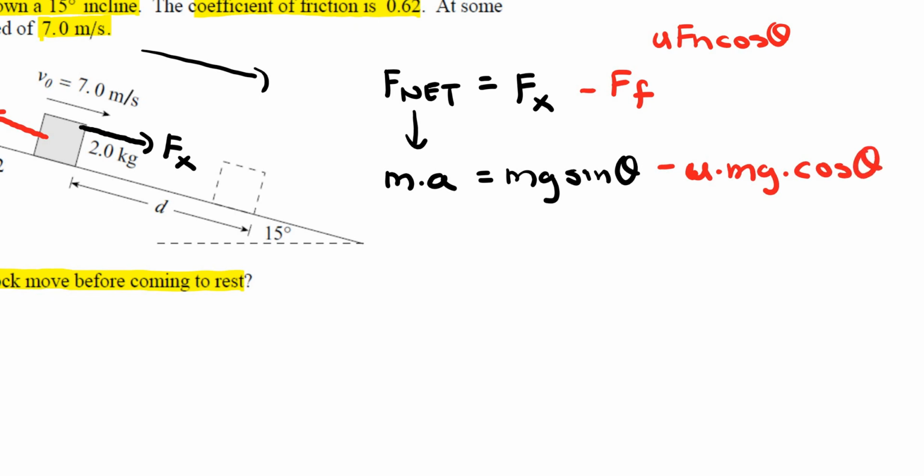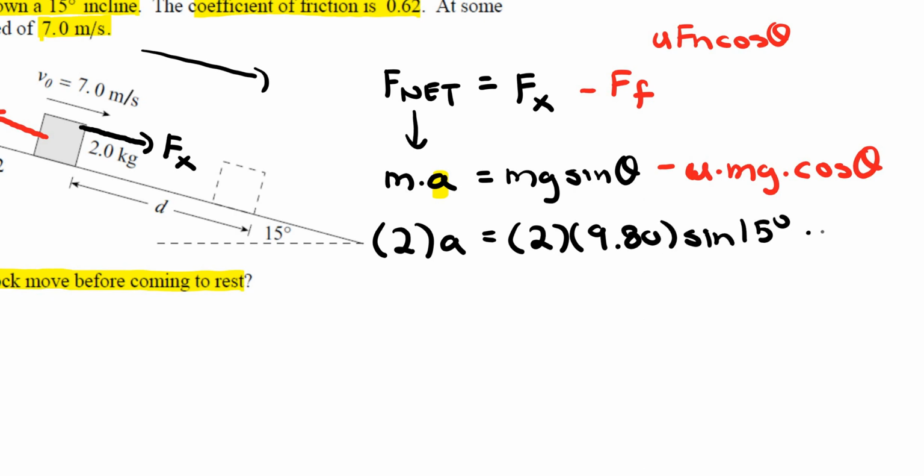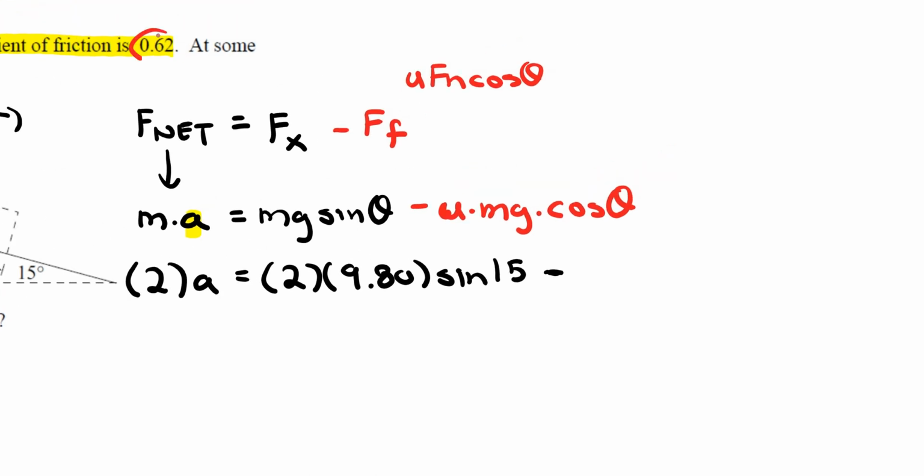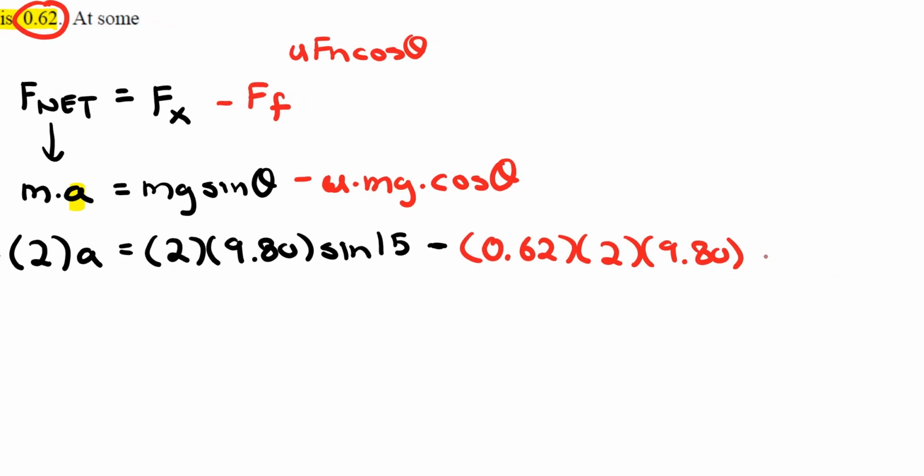Okay, so once we have written out our F net equation, we want to find the acceleration for this particular system here. The mass is 2, the acceleration is a. The mass is 2 again, times 9.80 times sine of 15 degrees, minus the coefficient of friction, which is 0.62, times the mass of 2 kilograms, times 9.80 times cos of 15 degrees.